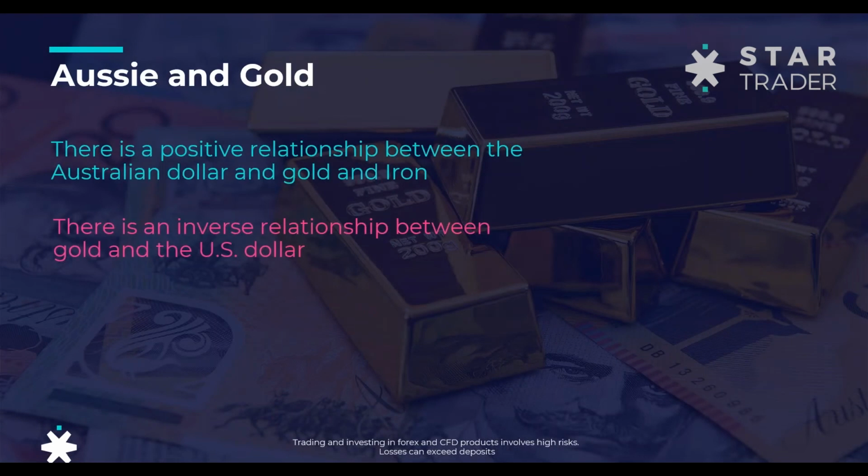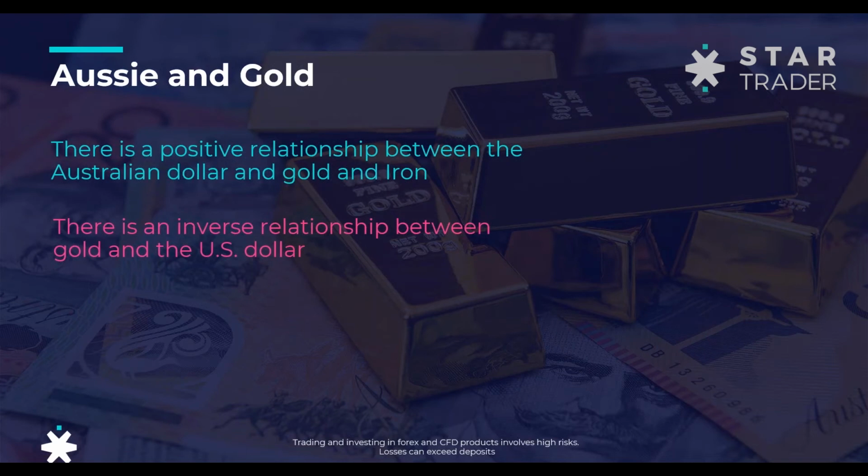Okay, hopping on to the Aussie, the Australian dollar. This currency has a very strong correlation with gold and iron, because a huge part of Australian exports comes from iron specifically, and another part comes from gold. There are other metals like copper, industrial metals, but mainly iron. Iron is used for buildings, for infrastructure, for many things, and it's one of the most used metals in the world.